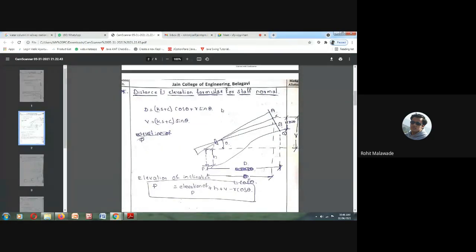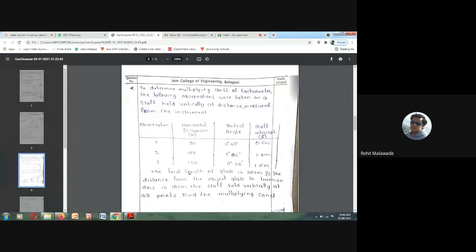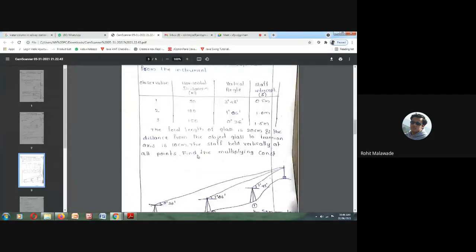And then if it is an inclination, D is equal to Ks plus C cos theta plus R sin theta, and V is equal to Ks plus C sin theta. So these are the formulas that we are going to utilize in order to solve the problem.